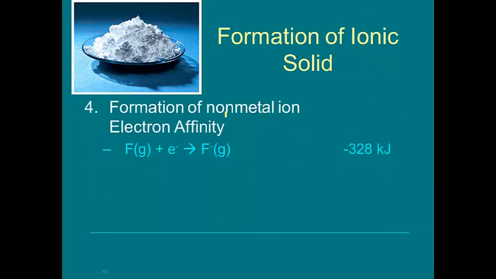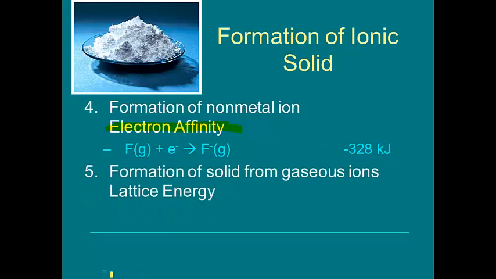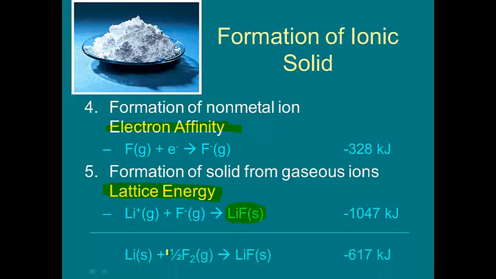Now, the formation of a nonmetal ion is the electron affinity piece. Electron affinity is adding an electron. So fluorine gains an electron. It's exothermic, so it's going to be negative 328 kilojoules. And then finally, the last piece is the formation of the solid from the gaseous ions, which is the lattice energy. So it's really just going step by step in looking at the formation of lithium fluoride from the elements themselves. And then all we have to do is add up all of those numbers, and we get an overall energy of negative 617 kilojoules for the formation of lithium fluoride.